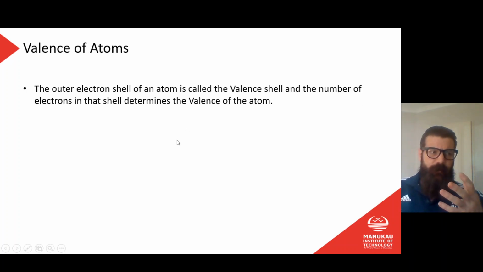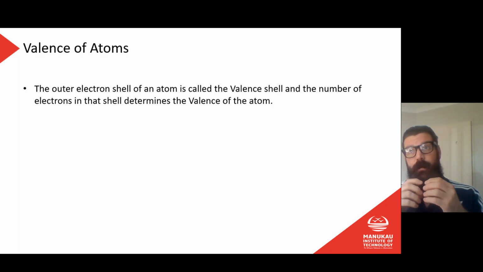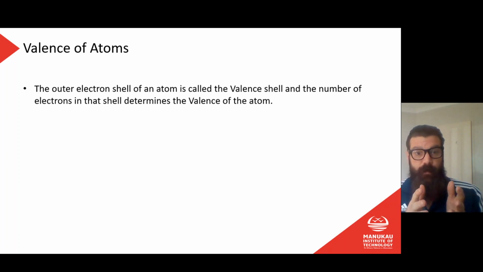The valence of atoms. So the outer electron shell of an atom is called the valence shell, and the number of electrons in that shell determines the valence of the atom. So every element has a different number of electrons in orbit around the nucleus, and the number of protons or electrons that an atom has determines what material that thing is.